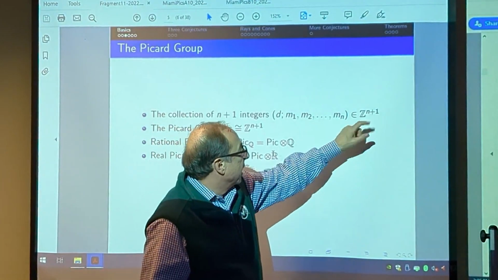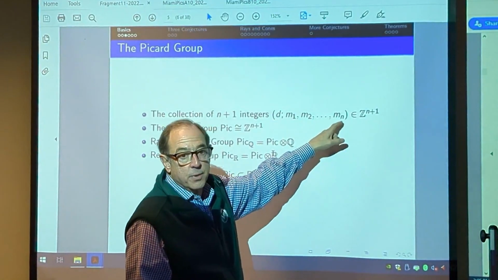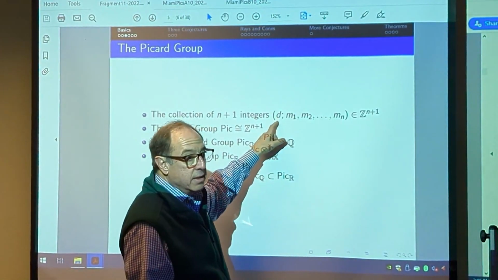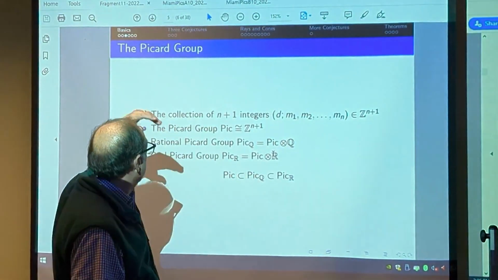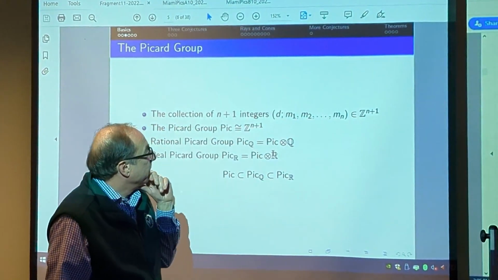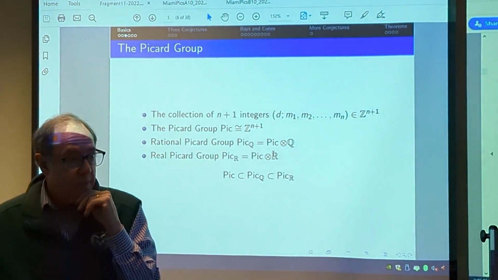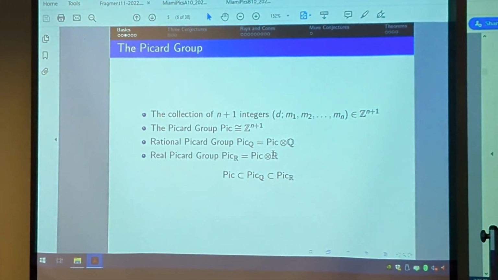Fix the number of points n, and that means you have n plus 1 integer parameters. You have the degree d that you're asking about, and a multiplicity for each point. So you can consider this n plus 1 tuple of integers as defining the problem for you. Now you might say, well, doesn't the answer change depending on where the points are?